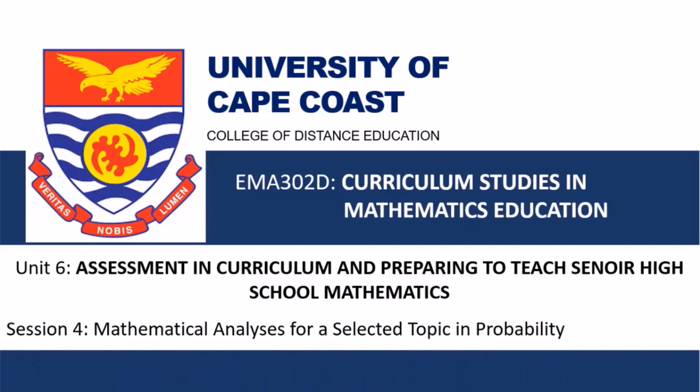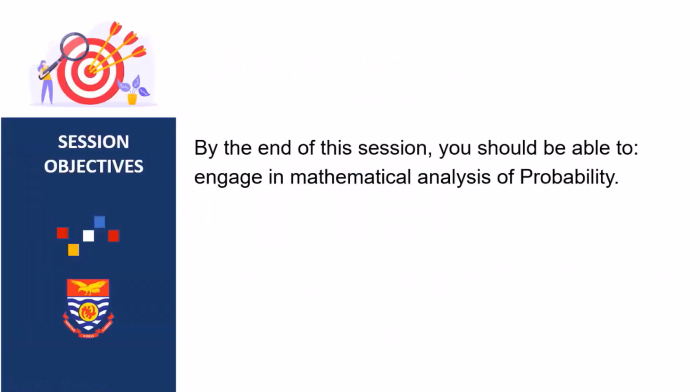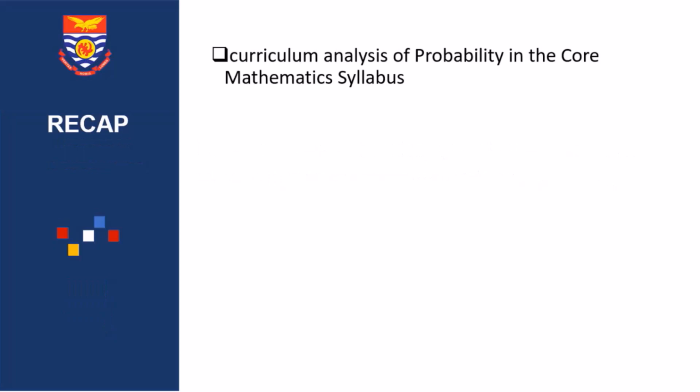In this session, we are looking at mathematical analysis for a selected topic in probability. Let's look at the session objectives. By the end of the session, you should be able to engage in mathematical analysis of probability. In our previous session, we looked at curriculum analysis for probability. So in this session, we shall be looking at the second aspect, which is mathematical analysis for the same probability in the core math syllabus.